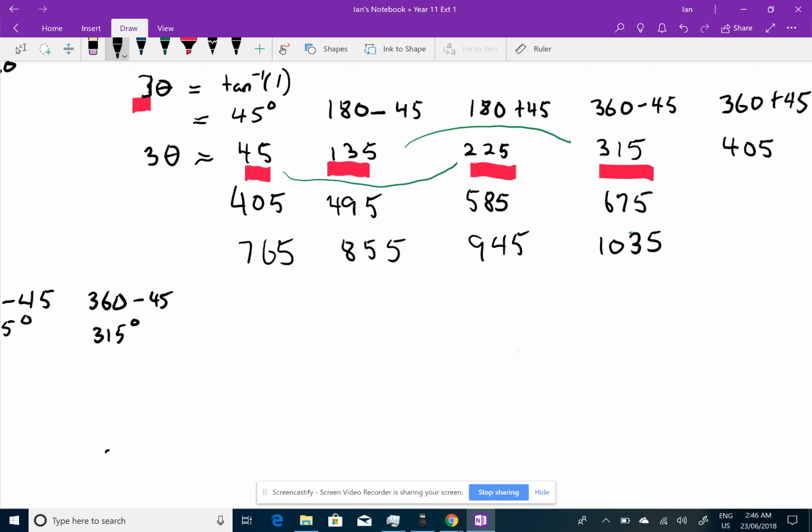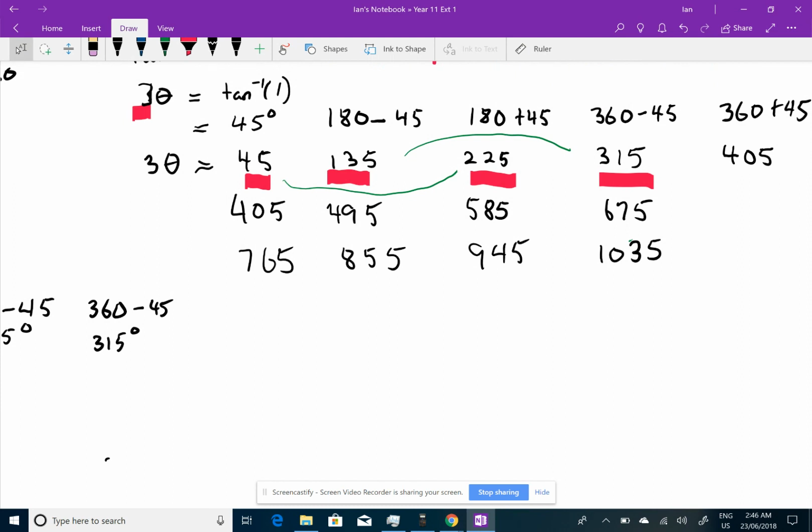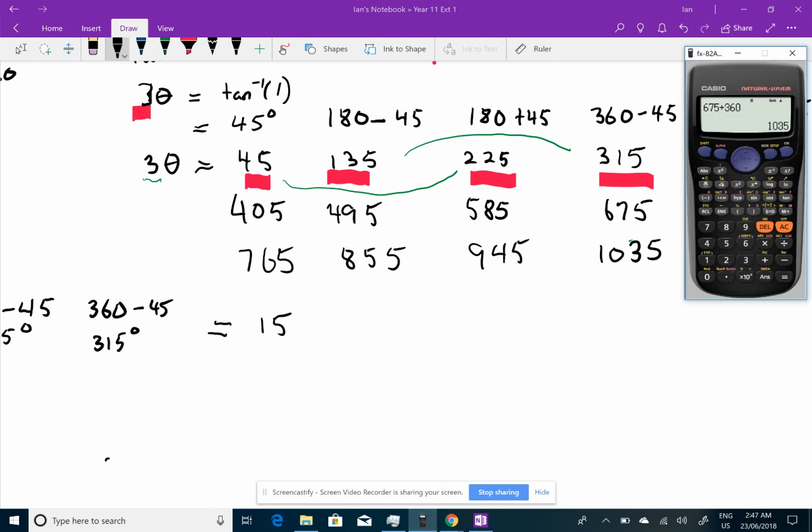Now, why did I do that? I'm well and truly out of the domain that is specified. I should have stopped at 360, but as I said, because of this 3 here, I'm going to have to divide all these by 3, and that'll bring them all back. 45 divided by 3, that's easy, 15. 135 divided by 3, 45.